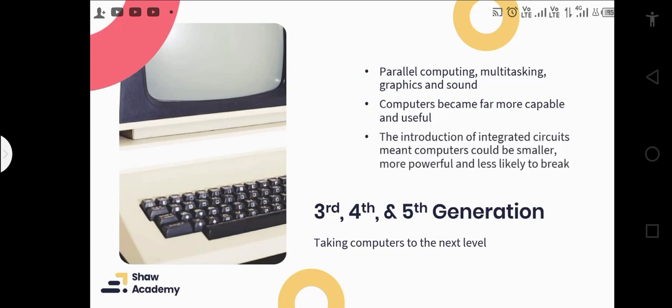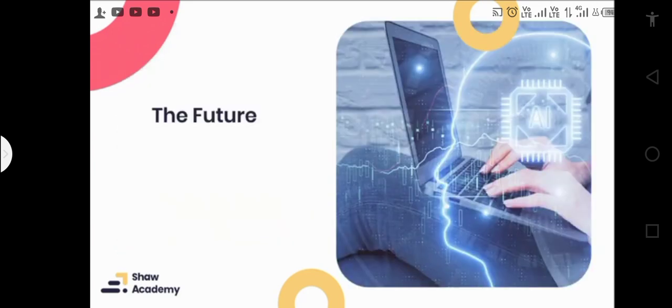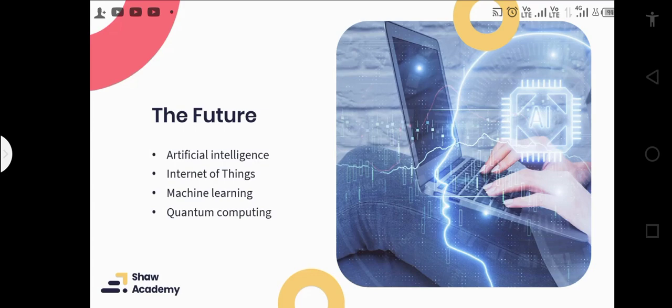The introduction of integrated circuits, ICs, meant computers could be a lot smaller and do much more than they ever could previously do. They were more reliable than all previous generations because ICs are more robust and much less likely to break down. High-level languages are much more common nowadays. They look and sound like English. This makes it a lot easier to take up coding and develop complex programs in a short space of time. The future is taking a really exciting route, notably in artificial intelligence, Internet of Things, machine learning, and quantum computing.